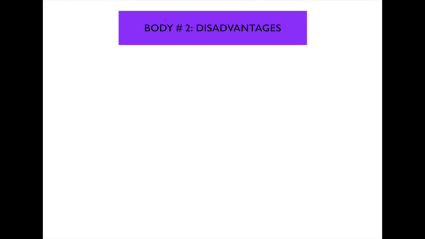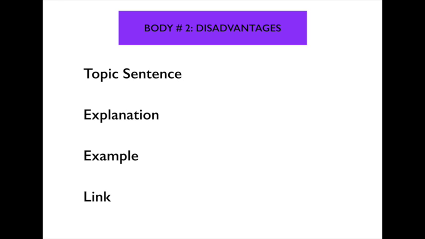Okay, so now we're going to be moving on to the second paragraph where we will be discussing the other part of the task, which is disadvantages of communication technology. Now we're going to be using the same formatting as well: topic sentence, explanation, example, and link.